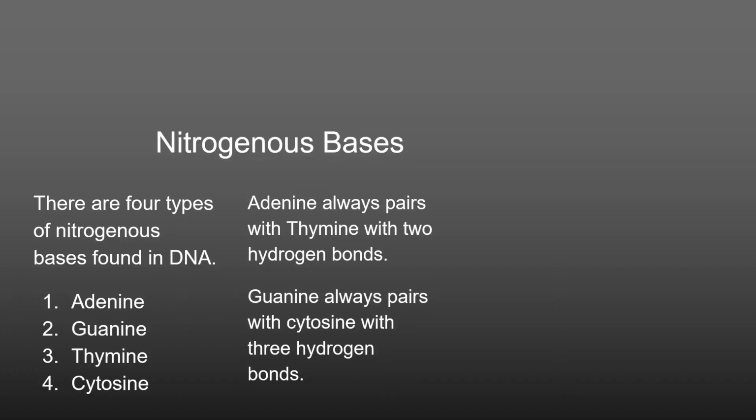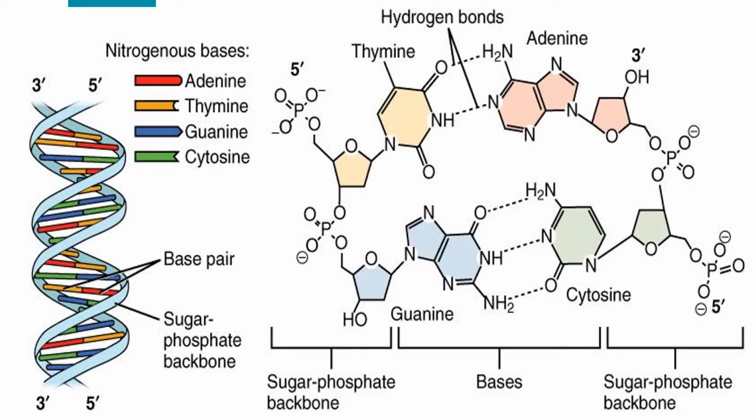There are four types of nitrogenous bases found in DNA. They are adenine, guanine, thymine and cytosine. Adenine always pairs with thymine with two hydrogen bonds. Guanine always pairs with cytosine with three hydrogen bonds.